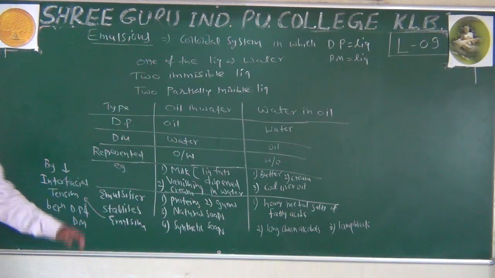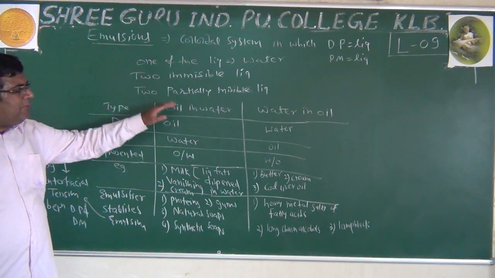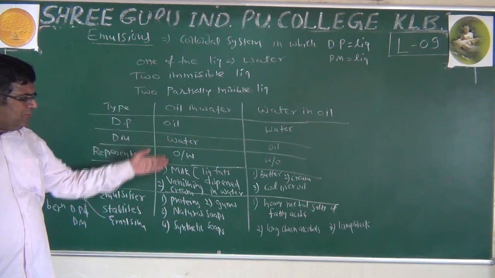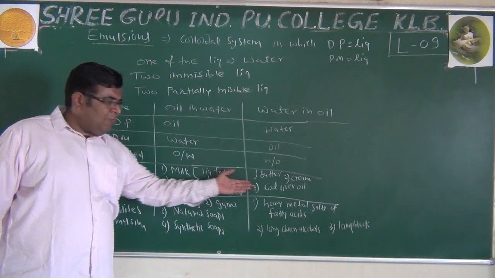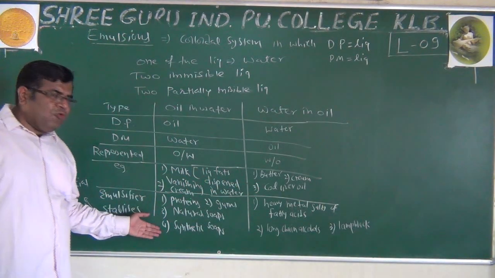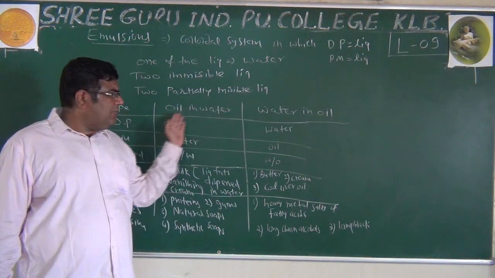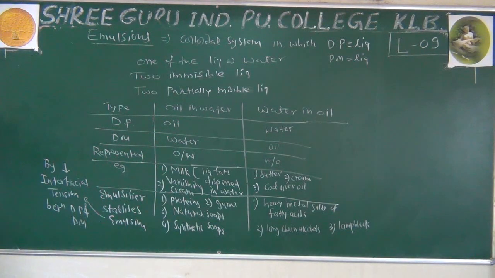So very important table. A question can be asked for 1 mark. What is emulsion? Give an example of emulsion in which oil is dispersed in water. You can give any one example. Or water in oil. What is the emulsifying agent used in water in oil and oil in water? They can ask anything, but a question can be asked on it.